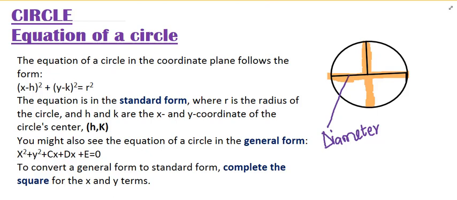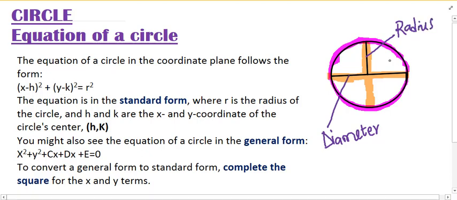Another thing to take note of is the distance around the circle. This is known as the circumference of the circle. Another word we can use for this distance around the circle is the perimeter. So we've been able to identify the diameter, the radius, and then the circumference.